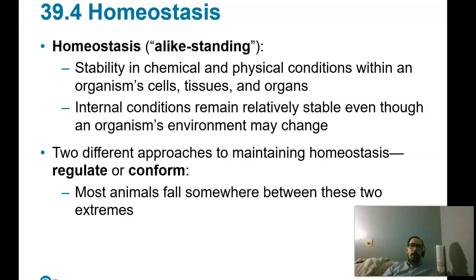All right, next we're going to move on to homeostasis. Homeostasis is the stability in chemical and physical conditions within an organism's cells, tissues, and organs. These are internal conditions that remain stable even though the organism's environment changes. There are two different approaches to maintaining homeostasis: regulate or conform. Most animals will fall somewhere in between these two.